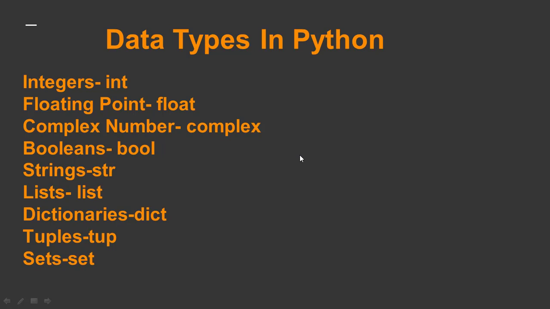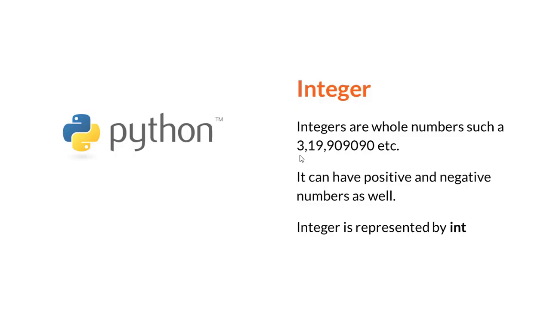So we have integers in Python, which are represented by int. We have floating point numbers, represented by float. We have complex numbers, represented by complex, and boolean is represented by bool, string by str, list by list, dictionary by dict, tuples by tuple, and sets by set. These are actually classes. Once I move ahead, I will show you these classes. Each and every data type in Python is a class. So let me show you how exactly they work and what kind of values they can store.